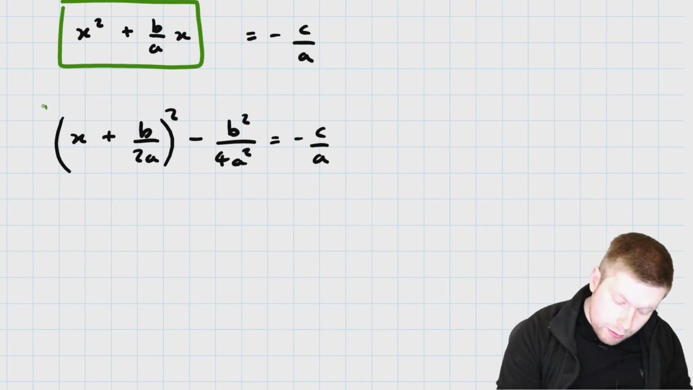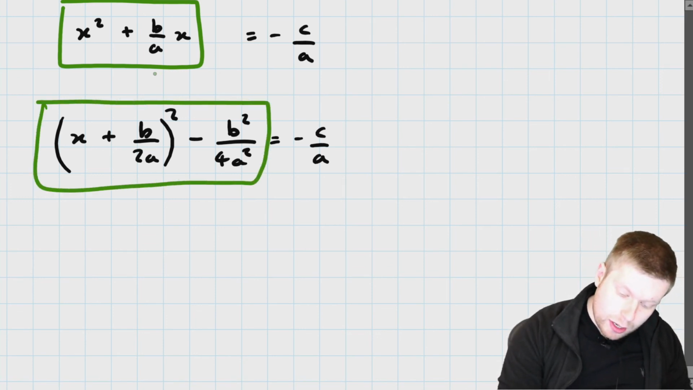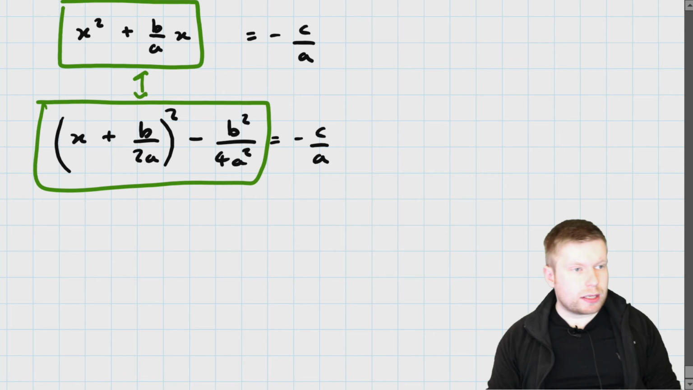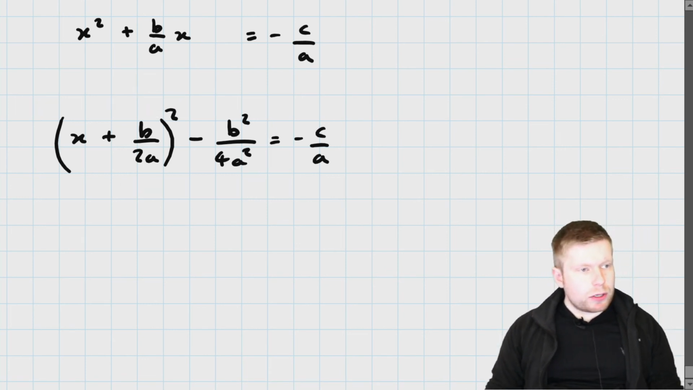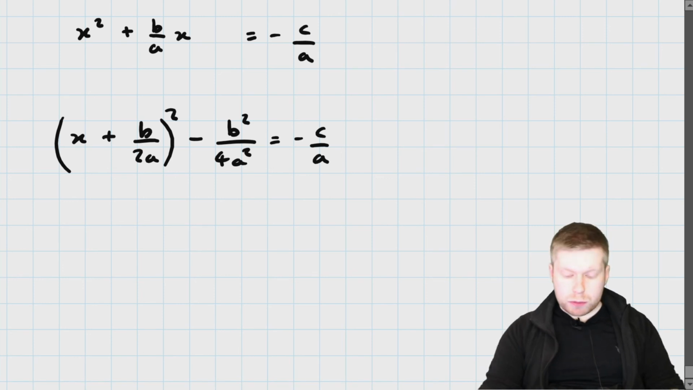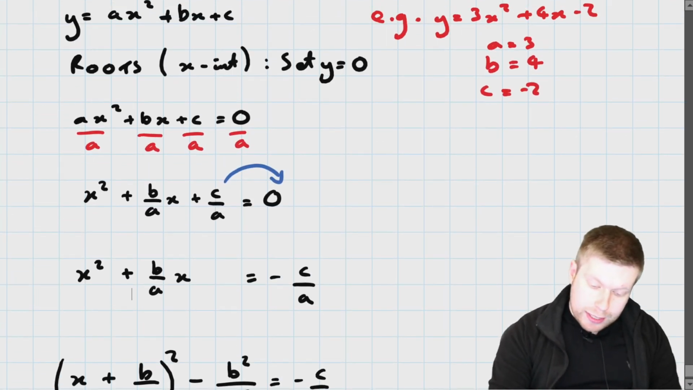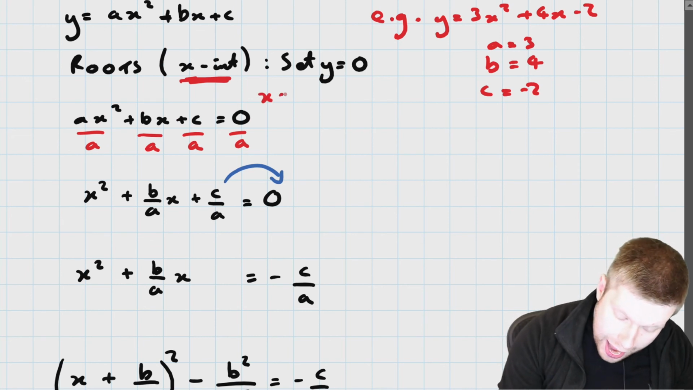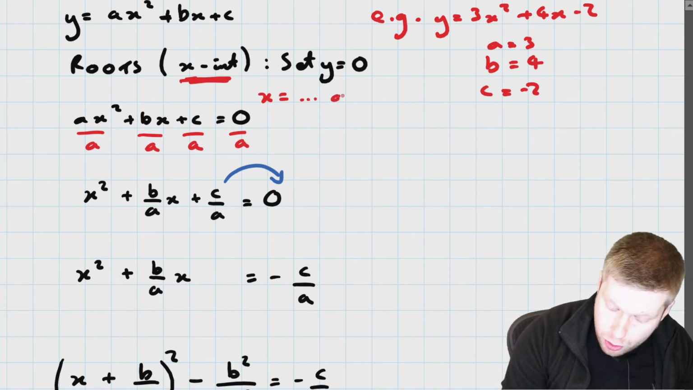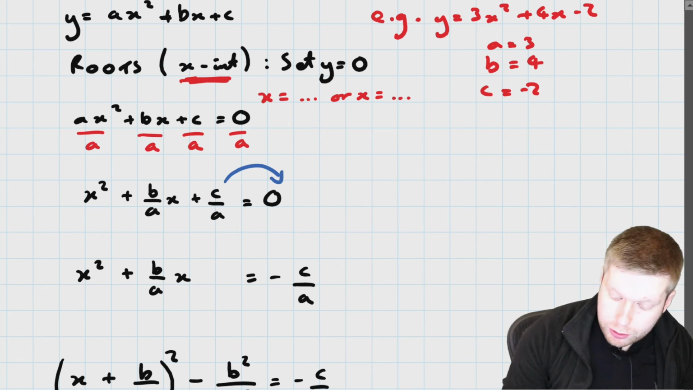So at the moment the bits in green are the same thing. Okay, so those two things are the same as each other. All right, good, fantastic. Now, just because I can, and just because ultimately what I want to do is end up with the x-intercepts. In other words, I want to get x is equal to some value, or x is equal to another value. Okay, so that's what I'm after.